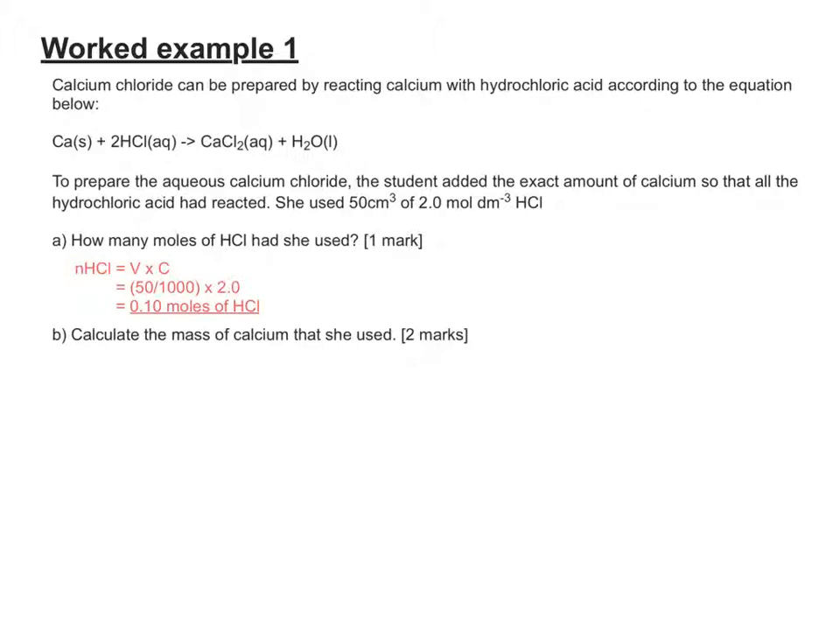A third thing, which isn't essential but it's a nice touch in an exam, is to underline your answer. The reason you underline your answer is so that the person looking at your paper knows exactly which thing you want them to mark. So the rest of it will be method marks if it's applicable. Here it's not because it's only 1 mark. So the thing you want to earn your 1 mark for is 0.10 moles of HCl.